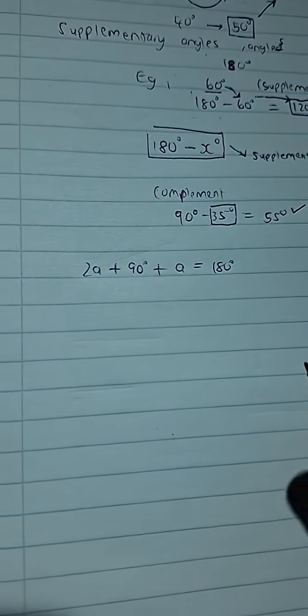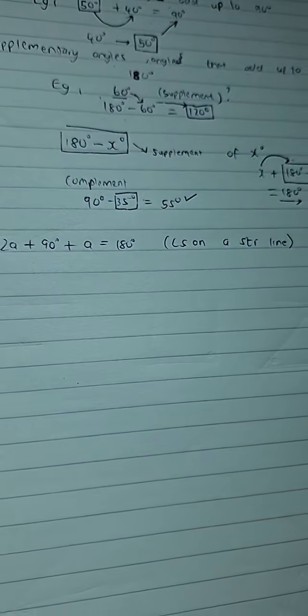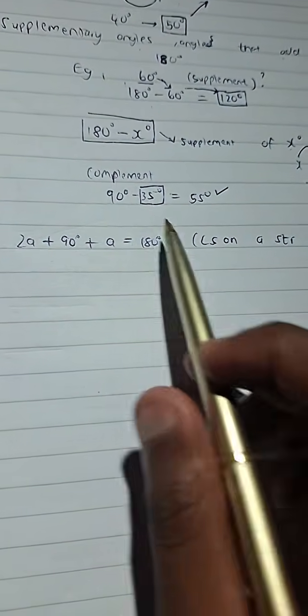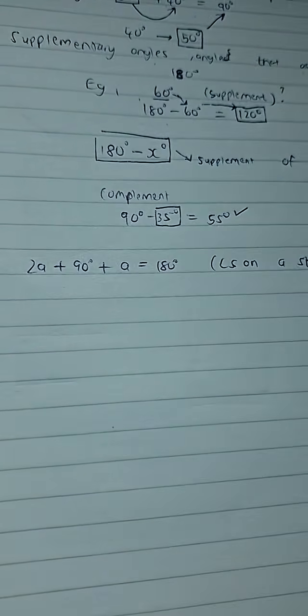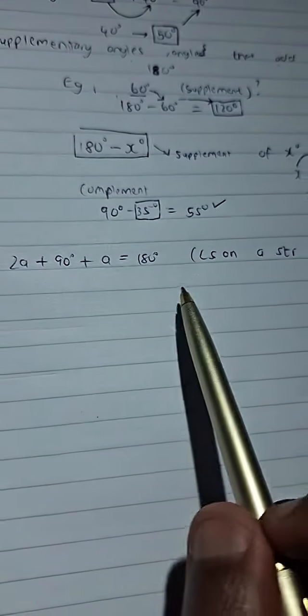So it would be very nice, as many have indicated in the comment section, to say 2a plus 90 degrees plus a is equal to 180 degrees. Reason, as you have said: angles on a straight line. Our statement is 100% correct, but our reason must accompany our statement. If the statement is there alone without the reason, then in geometry our working out is not complete. We must write the statement and indicate the reason why this statement is true. Do we all understand this?